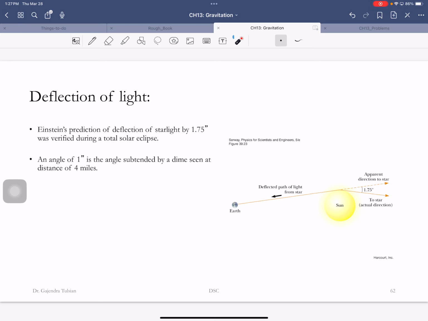So how could we verify this bending? Are there stars out there in the sky right now? Why don't you see them? This light is swamping it. So how are we going to verify this? The sun is there.